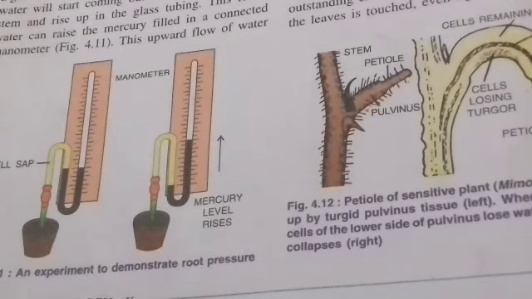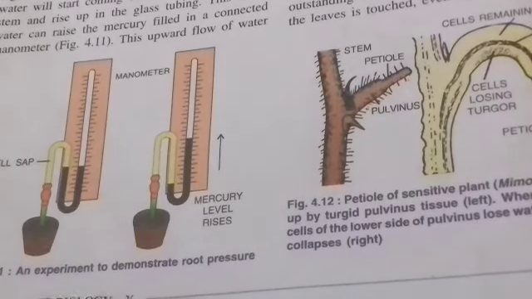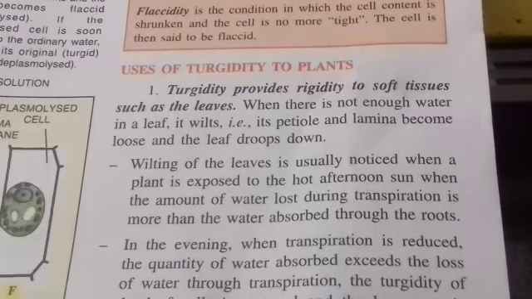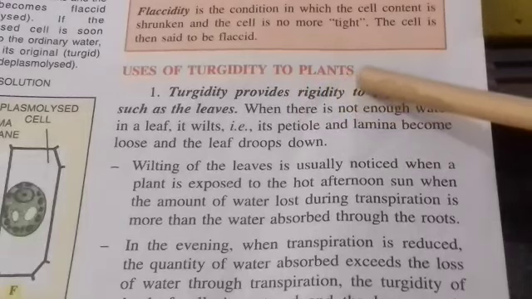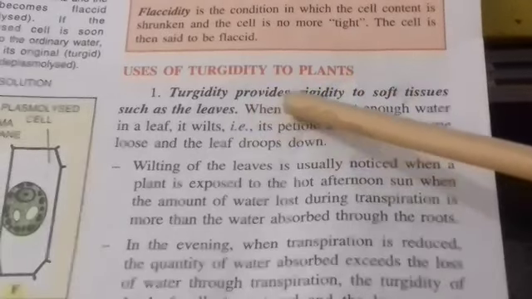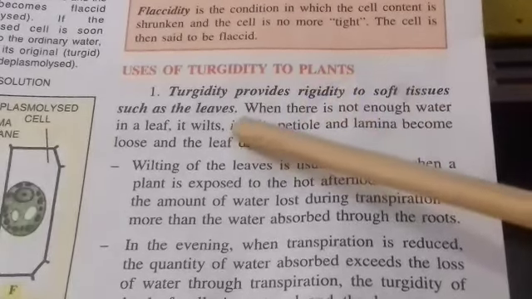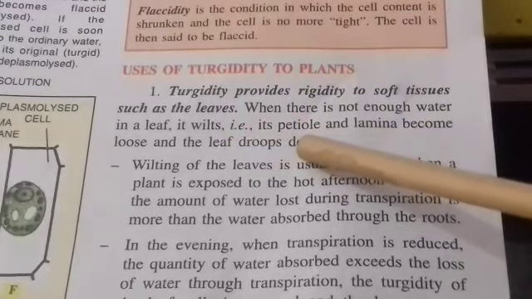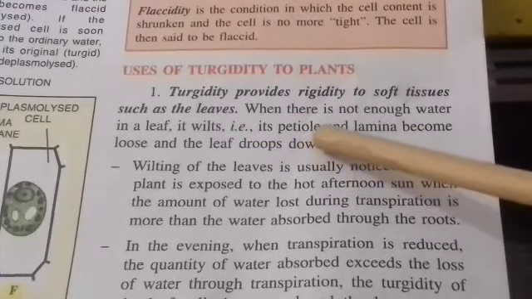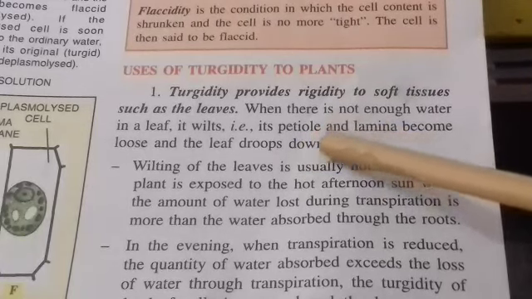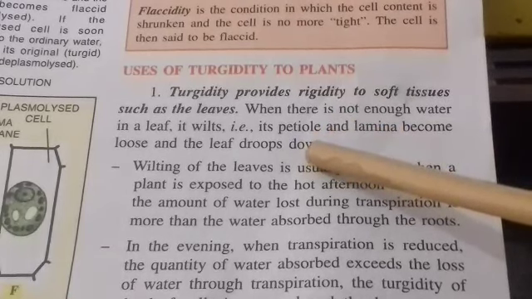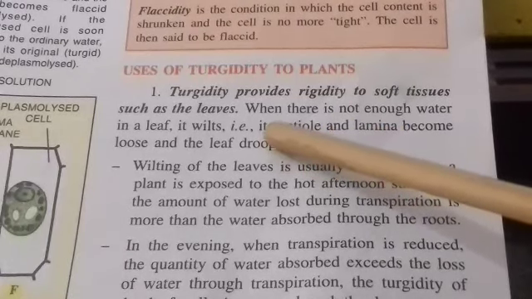This is the continuation video of chapter 4 of biology for class 10th students. Today we will be continuing with the topic uses of turgidity to plants. There are many uses. First one is turgidity provides rigidity to soft tissues such as leaves. So in leaves, when the cells of the leaves are in turgid condition, it gives rigidity. If it is not turgid, then the leaves wilt.